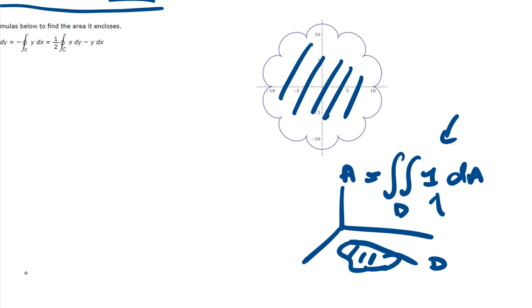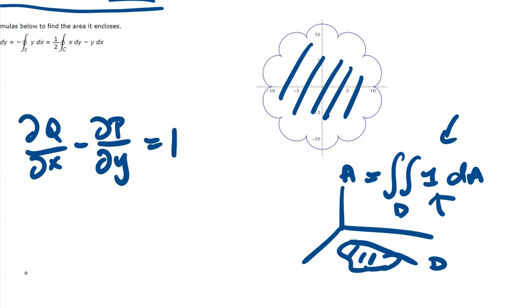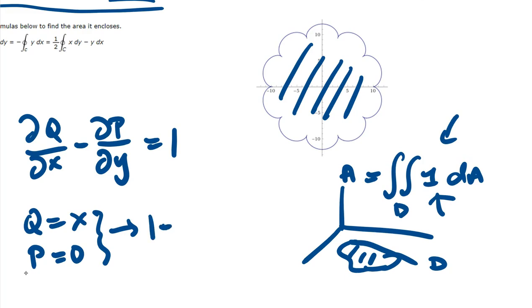So if this is a 1 and we're trying to use Green's theorem, then that means that this partial Q with respect to x minus partial P with respect to y is just 1. So that would imply that Q, there's 3 cases. One case is that Q is x and P is 0. So partial Q with respect to x is 1, and partial P with respect to y is 0. You get 1 minus 0 is 1.